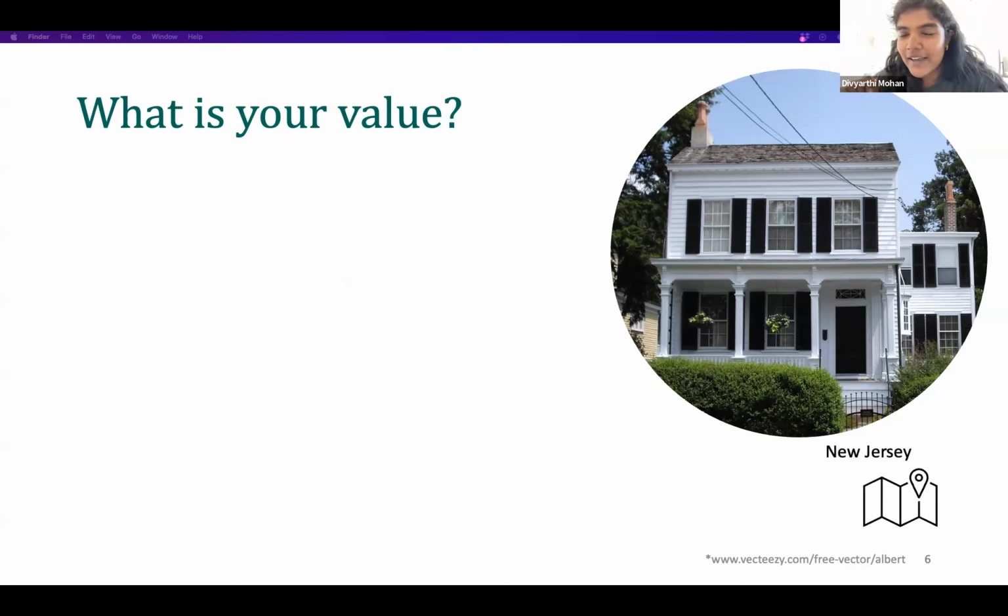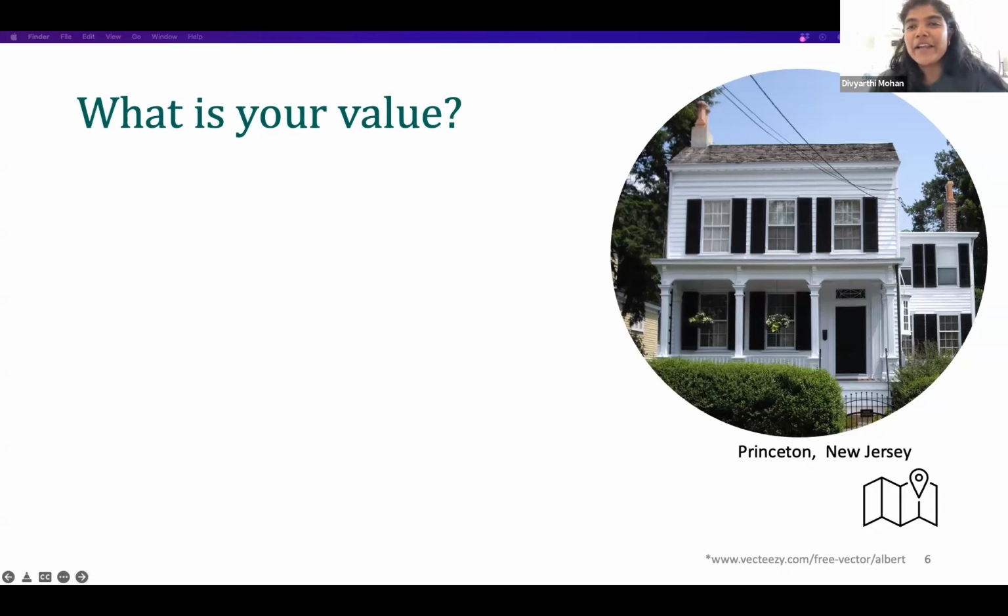Okay. But there's additional information. 500K Kira is bidding. Well, it's in Princeton. So, what do you think now? What is your value? 100K. I don't know.